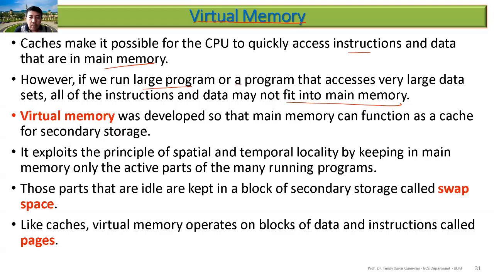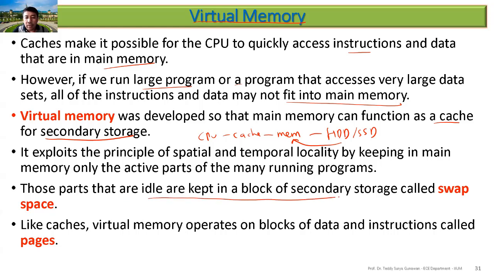Virtual memory was developed so that main memory can function as a cache for secondary storage. Previously we have the CPU, we have cache, and then we have memory, and then we have the hard drive, secondary storage, or SSD. So the main memory here becomes the cache for the hard drive. It exploits the principle of spatial and temporal locality. Those parts that are idle are kept in a block of secondary storage called swap space.